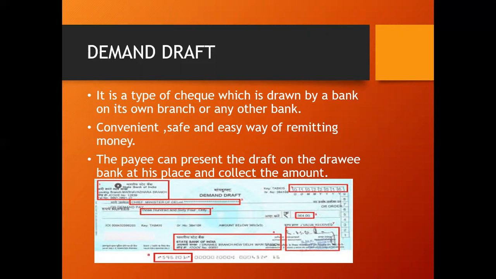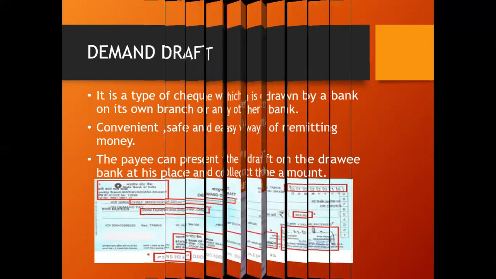You just go to a bank, get this DD issued and send it to that person. That person will be assured of payment because payment is already made to the bank in this case. Right? So there is no chance of this getting dishonored, or this will never get bounced.